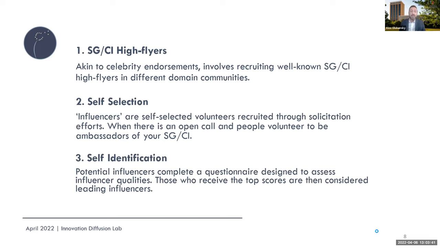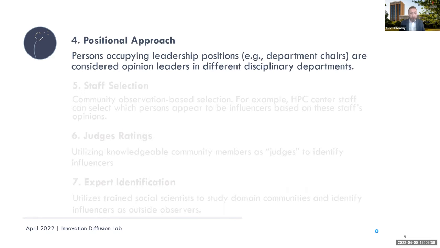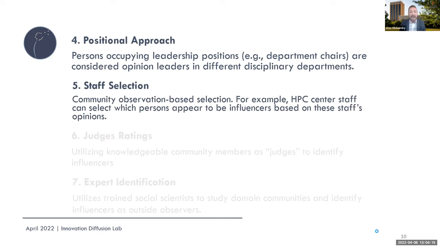The third technique is self-identification, in which potential influencers complete a questionnaire designed to assess influencer qualities. Those who receive the top scores are considered leading influencers. The fourth approach is the positional approach, in which persons occupying leadership positions, like department chairs, for example, are considered opinion leaders in different disciplinary departments. The fifth technique is staff selection, or a community observation-based selection. For example, HPC staff can select which persons appear to be influencers based on these staff's opinions.